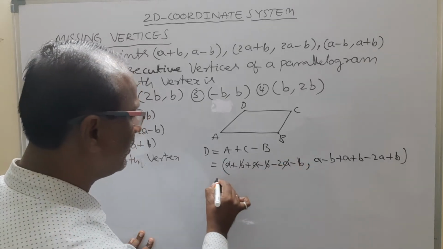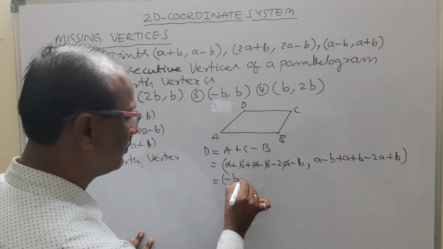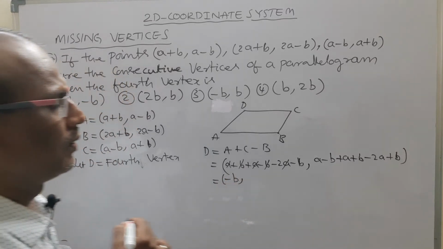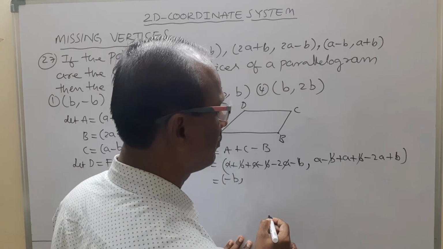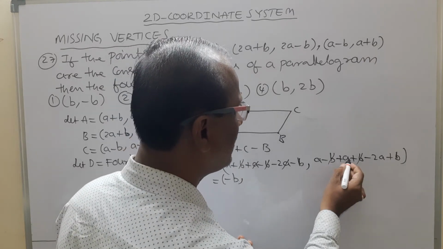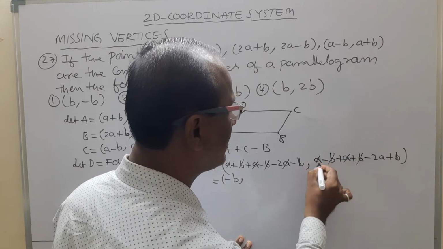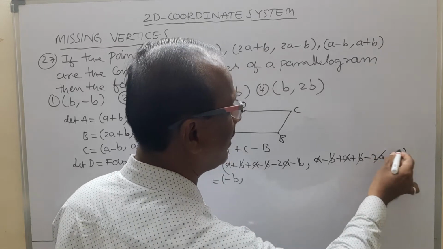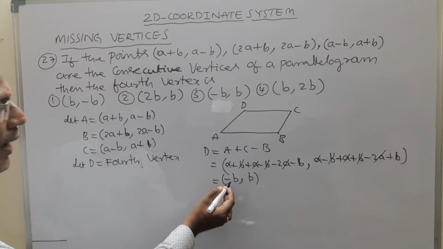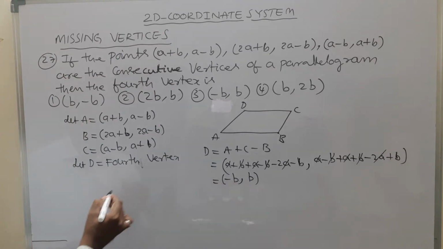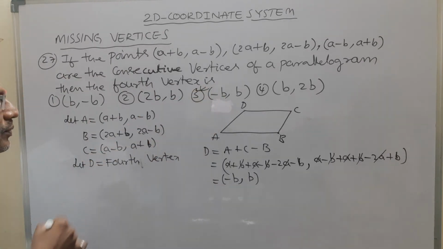Here minus b is there: minus b, comma. Minus b plus b get cancelled. a plus a, 2a, 2a minus 2a get cancelled. Here plus b is there. The fourth vertex is equal to minus b, comma b. The third option is correct.